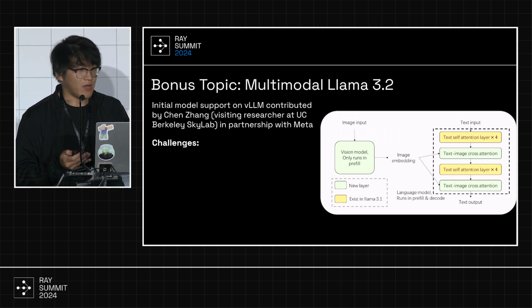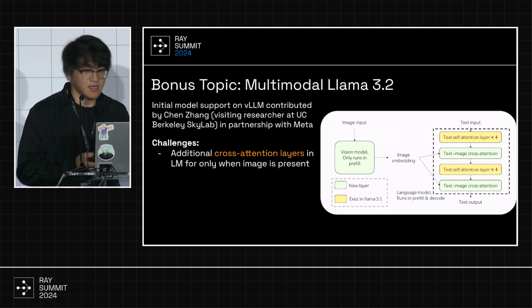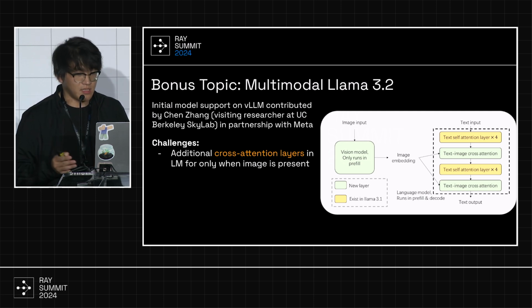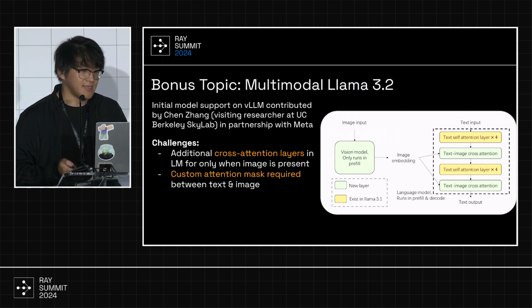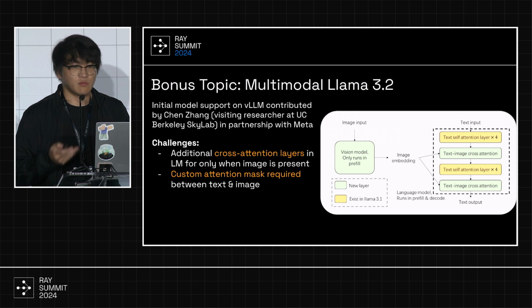And some challenges we face here: I mentioned there are additional cross-attention layers only when the image is present. Meaning, if it's text input, then these are not visited. If there's an image, then we have to run through these cross-attention layers. This kind of dynamic inference pattern is a little bit tricky to deal with. And secondly, there's a custom attention mask required between the text and the images. Traditionally, for the attention module, we assume a causal attention mask because that's how LLMs work. But this kind of new mask is something we have never dealt with before.